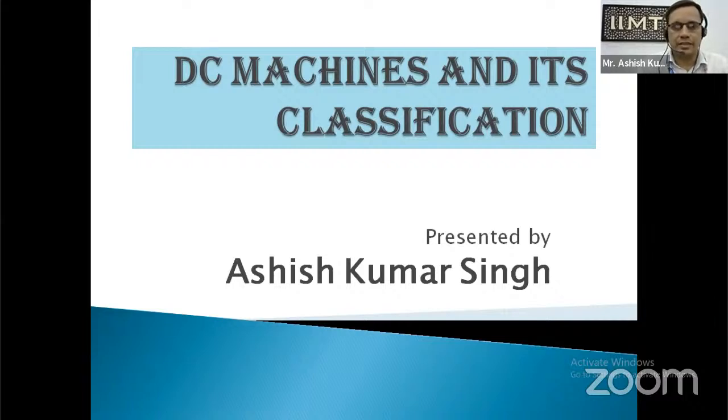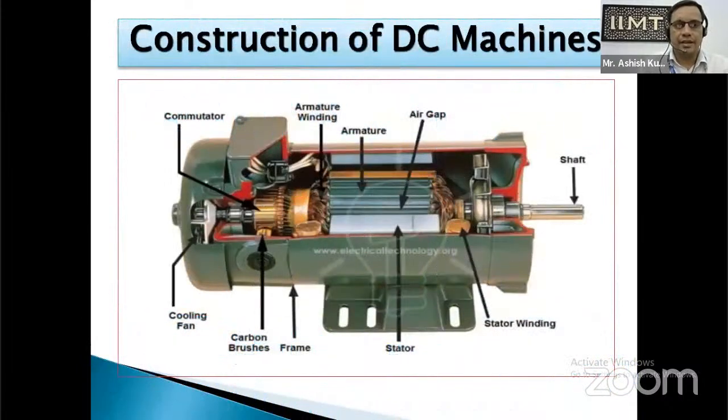So here we discuss DC machine, which either takes DC electrical energy and converts it into mechanical energy, or generates DC electrical energy. When we are talking about construction of DC machine, as seen here in the picture, we have commutator, armature winding, armature, gap, brushes, frame, stator and stator winding.